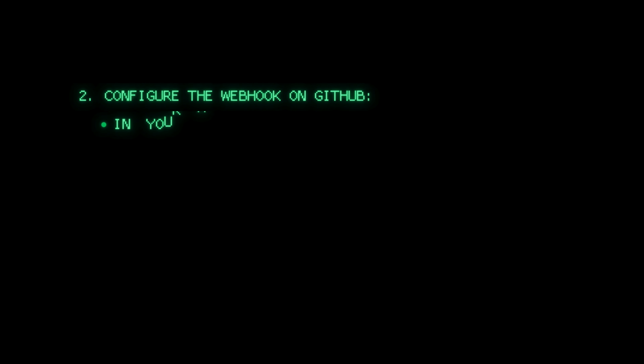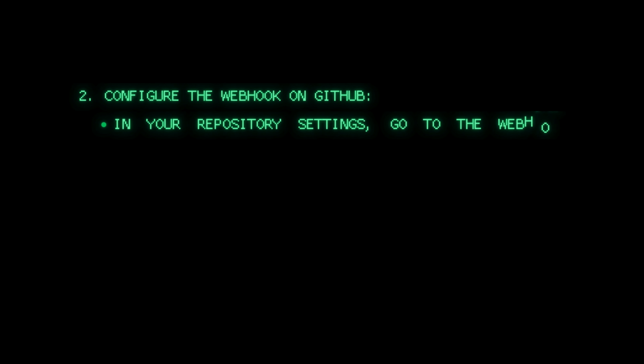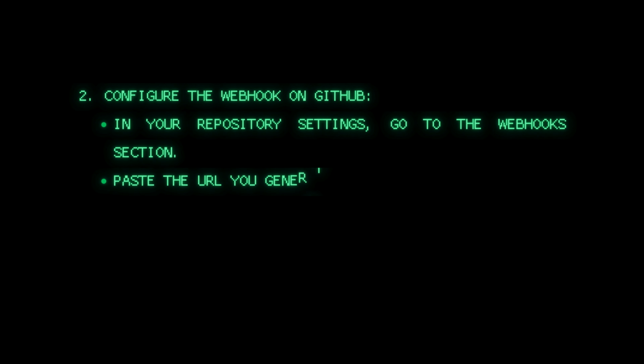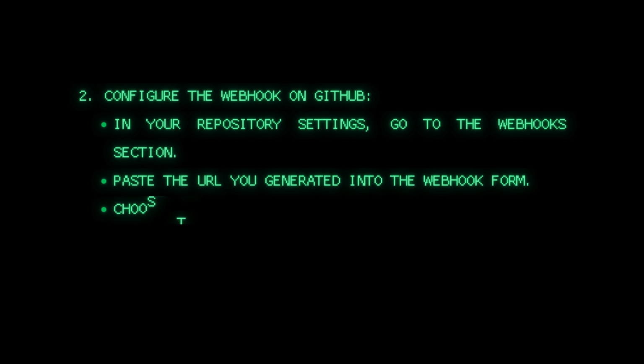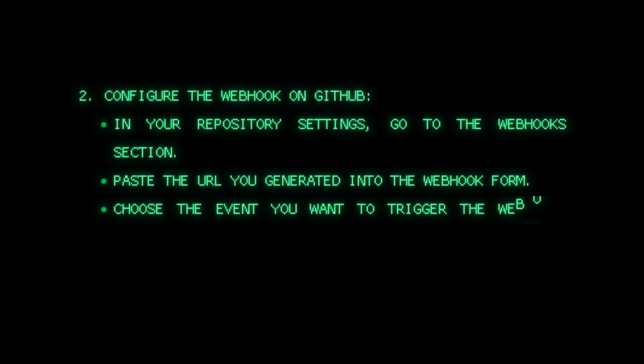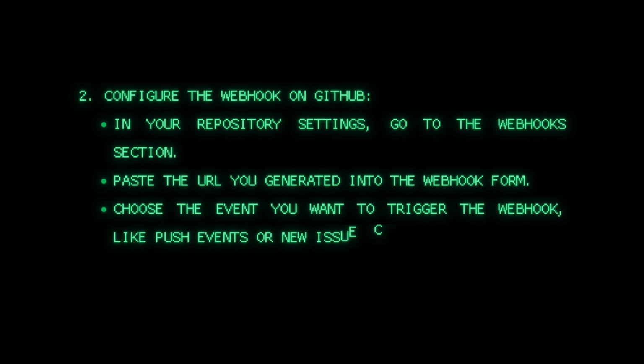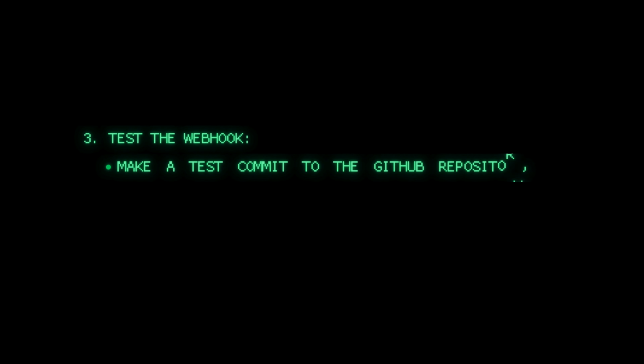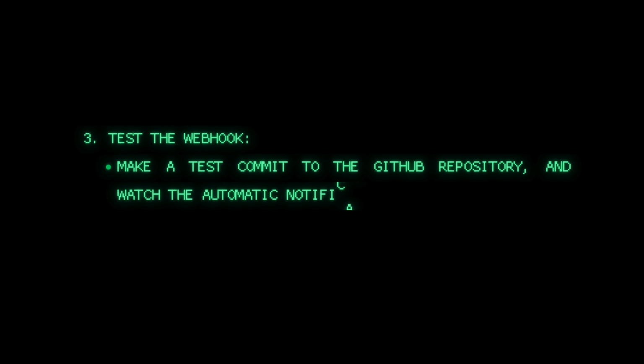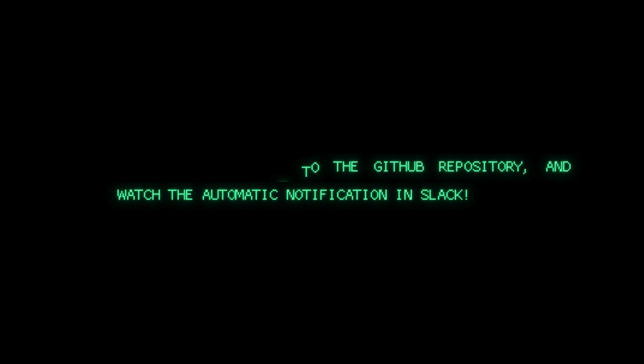2. Configure the webhook on GitHub. In your repository settings, go to the webhook section. Paste the URL you generated into the webhook form. Choose the event you want to trigger the webhook, like push events or new issues created. 3. Test the webhook. Make a test commit to the GitHub repository and watch the automatic notification in Slack.